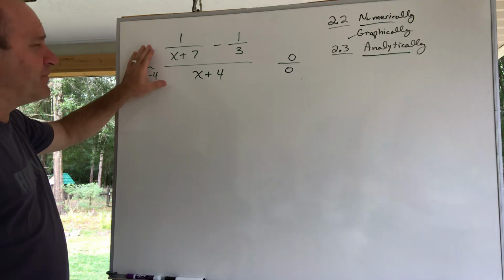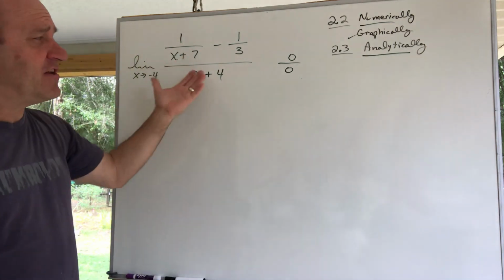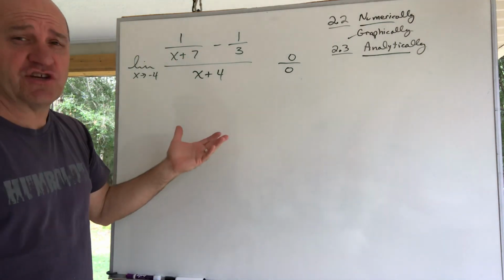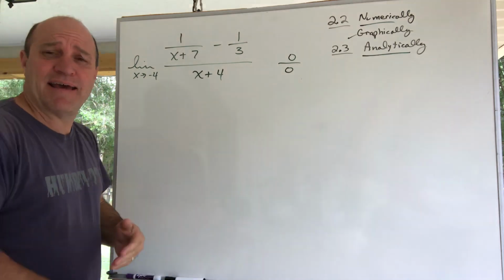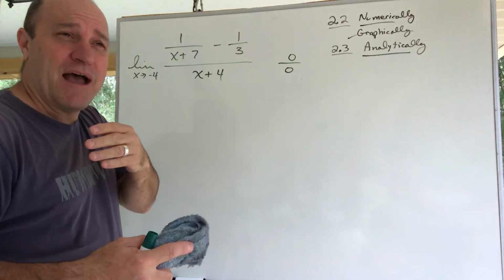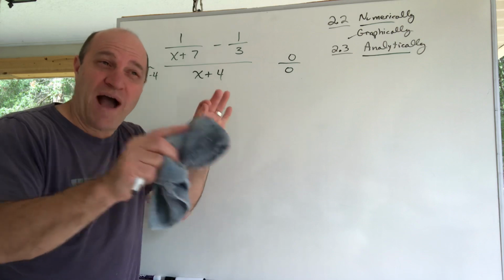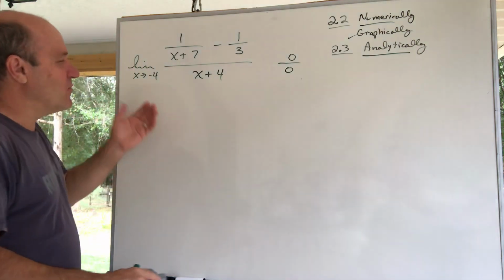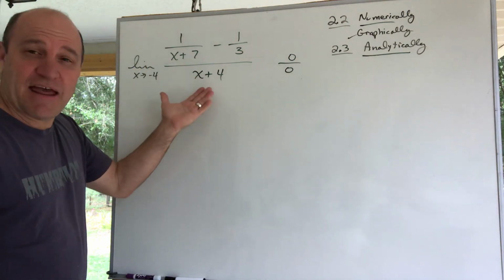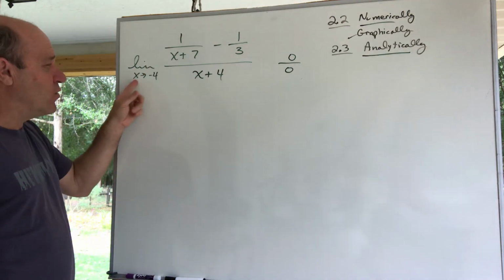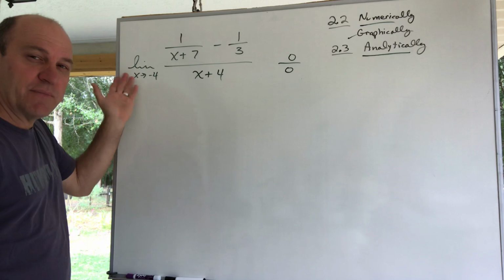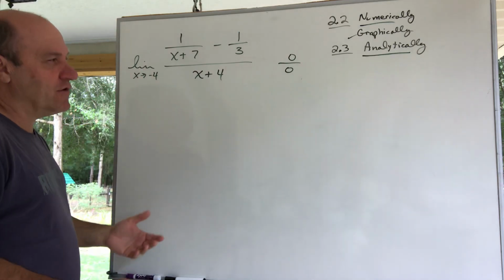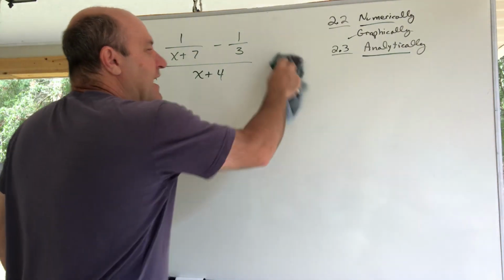Without the limit, what I would say is the function is undefined at -4. The function is undefined, but I'm trying to find the y value where it's undefined. Since it's undefined at -4, let me try to find what's happening really close to -4. Let me try to do this limit. And I can do it analytically. I can get an answer.